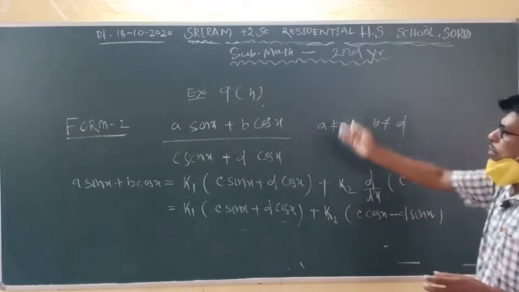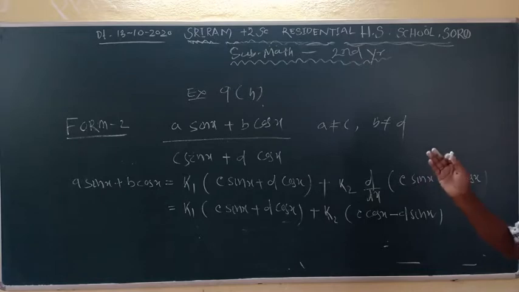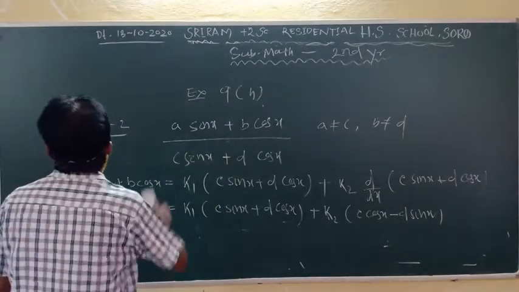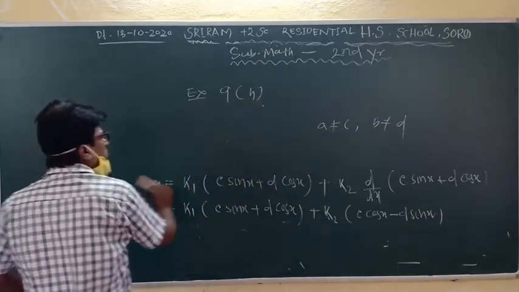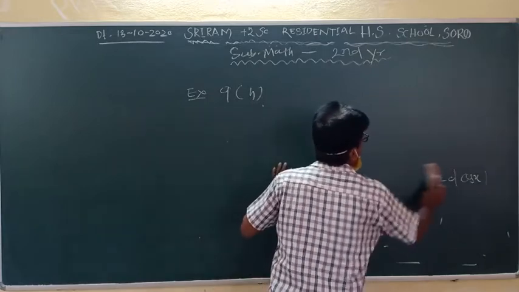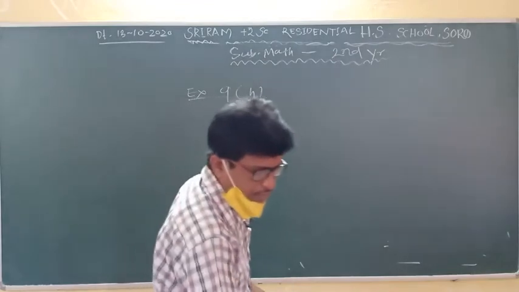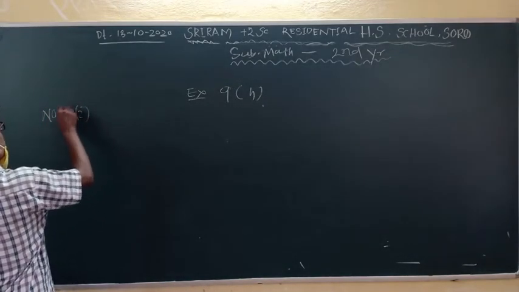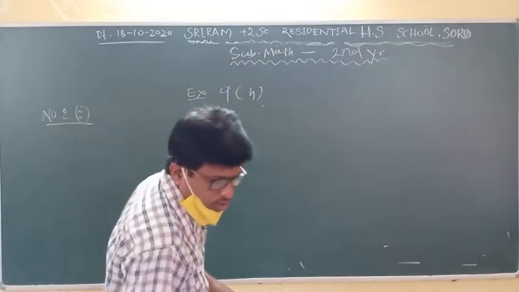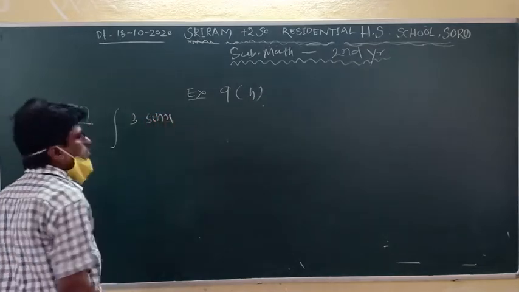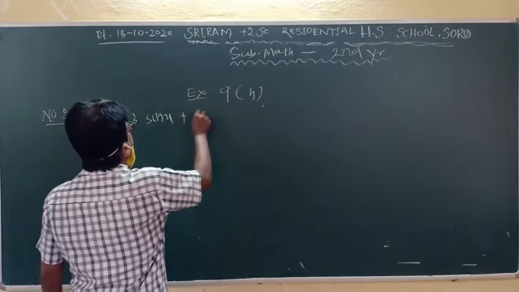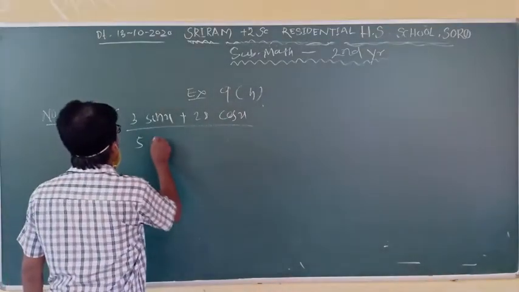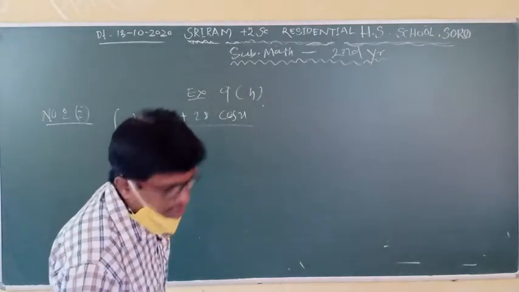So form 2 works in this way. Now I am going to solve one problem and you will understand form 2 better. Number 2i in your books: the integral of 3 sin x plus 28 cos x divided by 5 sin x plus 6 cos x dx.